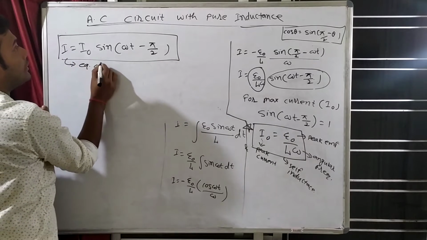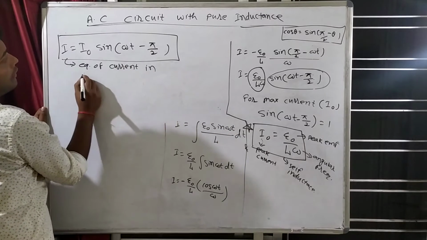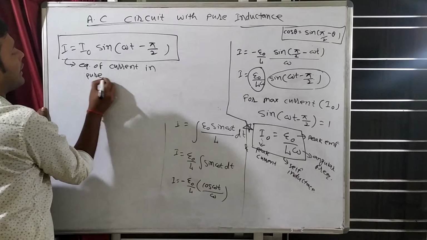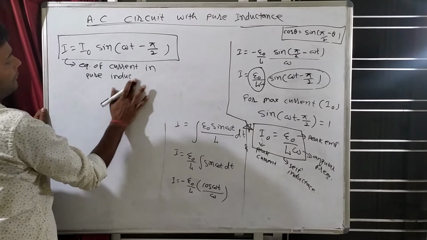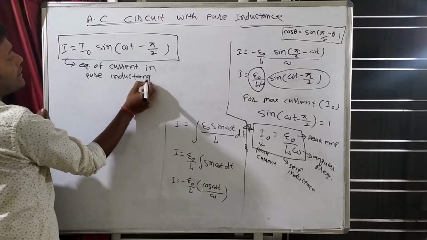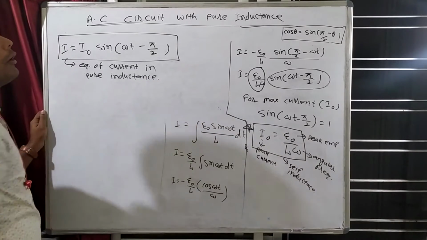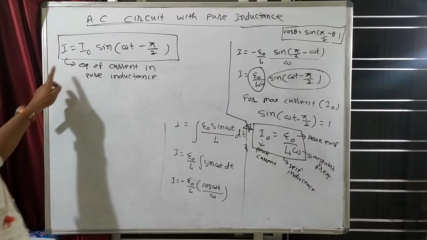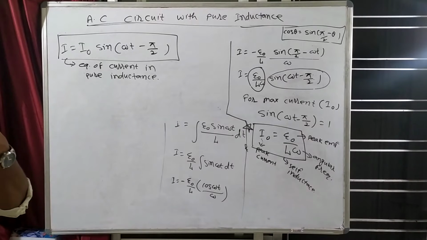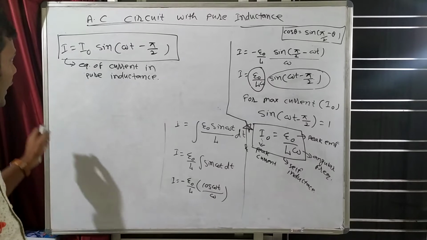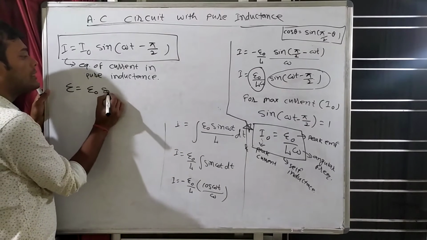This is the equation of current in pure inductance. When an AC circuit with pure inductance is there, what will be the equation of current? The equation of current will be I is equal to I naught sin(omega t minus pi by 2). Let's see what was the equation of EMF. The equation of EMF was E is equal to E naught sin omega t.